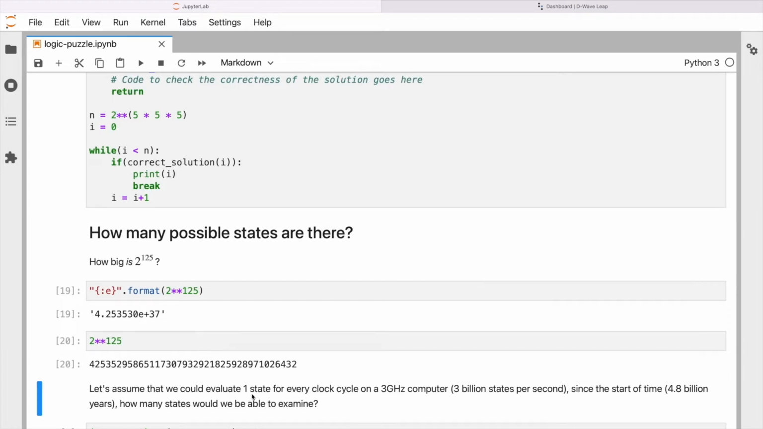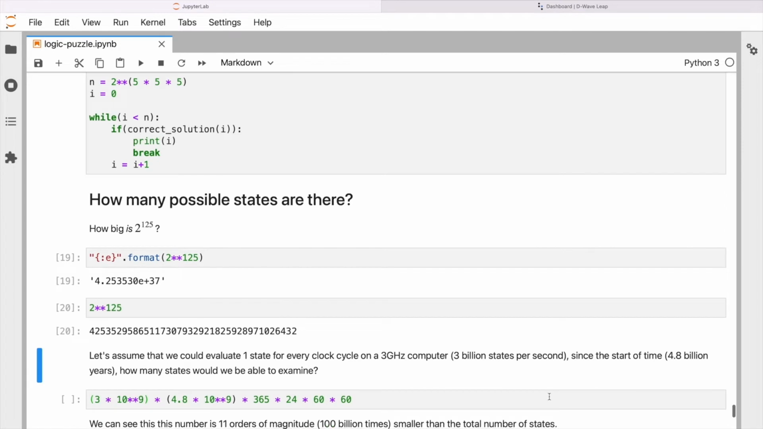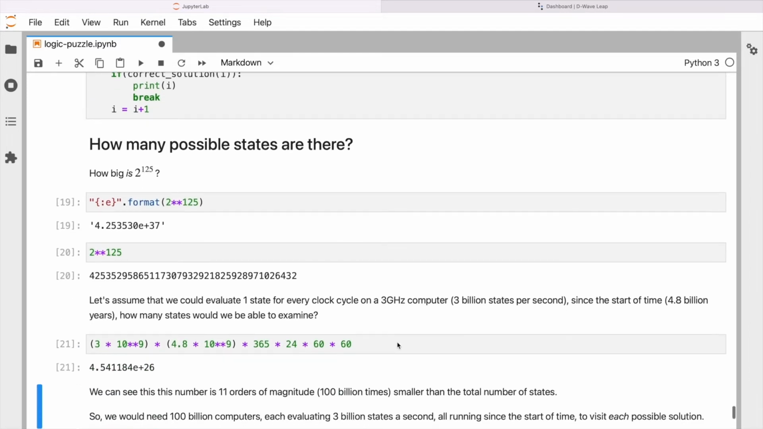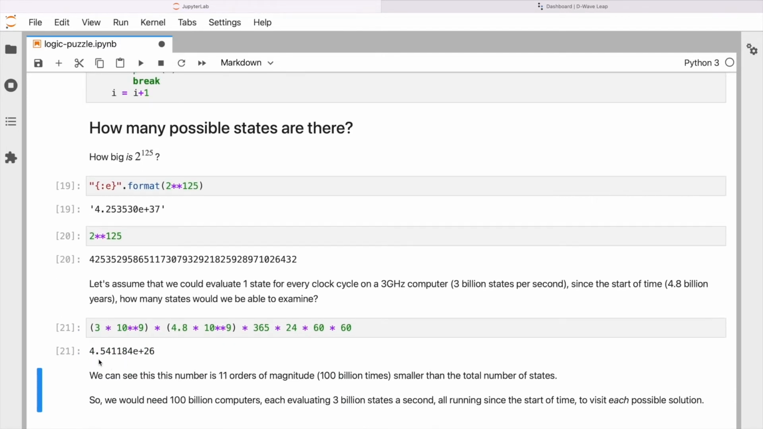So let's assume that we could evaluate one state for every clock cycle on a 3 gigahertz CPU, which is fairly standard for a high-end laptop or desktop today. So that's 3 billion states per second. And imagine we could do that since the start of time, which is essentially 4.8 billion years ago. So how many states would a high-end laptop be able to evaluate if it was running literally since the start of time? So let's go and work that out. So we have 3 gigahertz, that's the first number here, multiplied by 4.8 billion years, 4.8 times 10 to the 9, times 365 days, 24 hours, 60 minutes, and 60 seconds. And if we were processing at that speed, we would be able to look at 4.5 times 10 to the power of 26 different states.